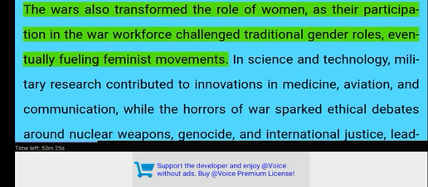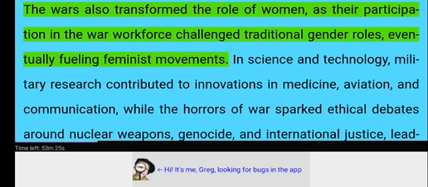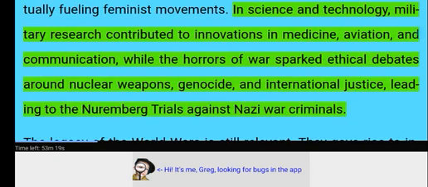The war also transformed the role of women, as their participation in the war workforce challenged traditional gender roles, eventually fueling feminist movements. In science and technology, military research contributed to innovations in medicine, aviation, and communication, while the horrors of war sparked ethical debates around nuclear weapons, genocide, and international justice, leading to the Nuremberg trials against Nazi war criminals.